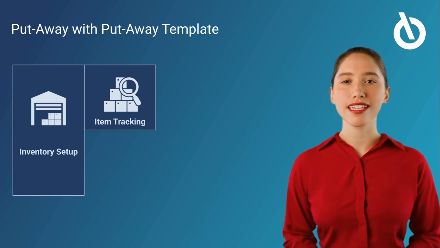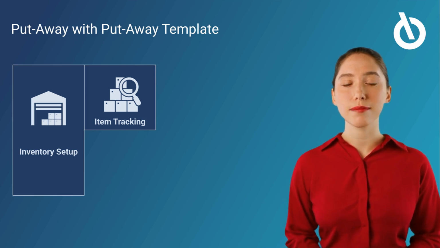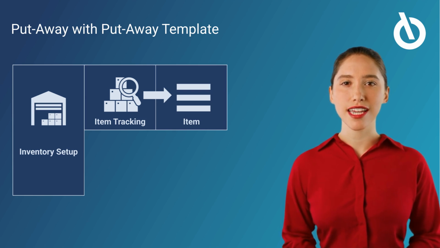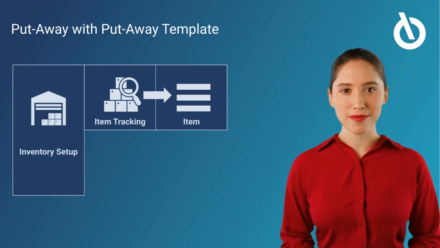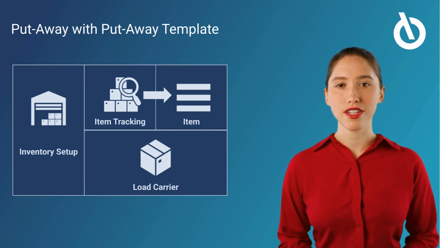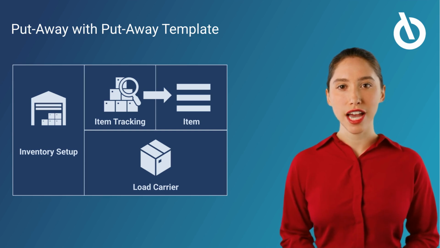Since item tracking is the basis for package or carrier tracking, the corresponding item tracking must be set up. This item tracking must then be assigned to those items that are to be put away together with their carriers. In the system, the standard carriers that are used to deliver and put away must also be set up so that they are available for selection in the process.